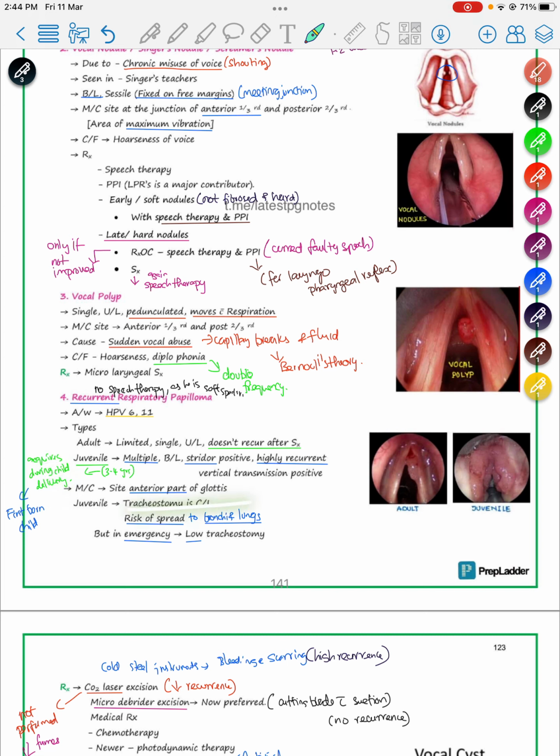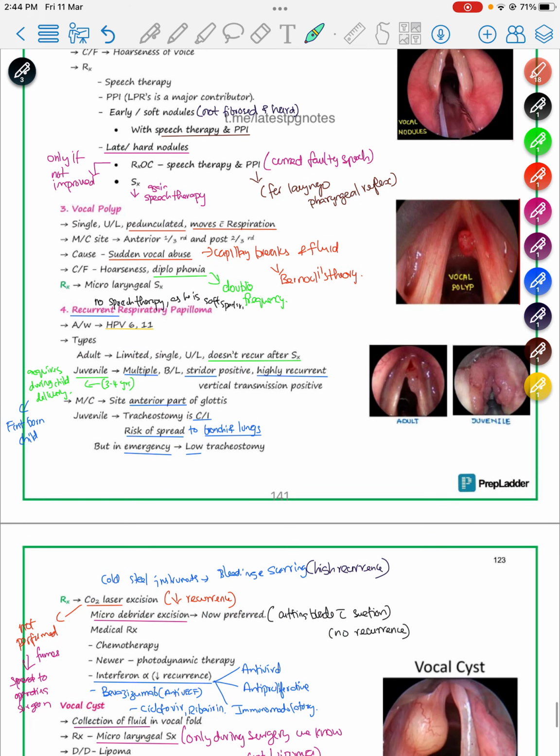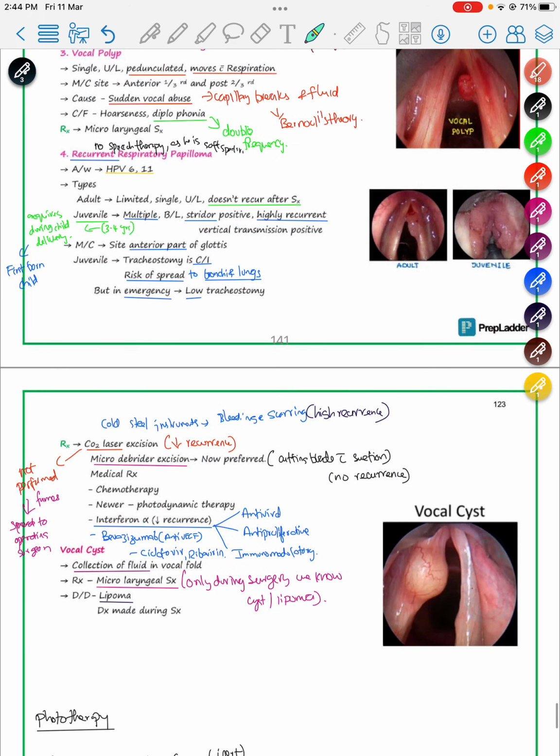Tracheostomy is avoided in children because of the risk of spread to the bronchi and lungs, but in an emergency a low tracheostomy can be performed. Treatment with the cold steel method has bleeding and scarring and higher recurrence. The CO2 laser excision has very little recurrence. Microdebrider is also now used, which cuts and suctions.